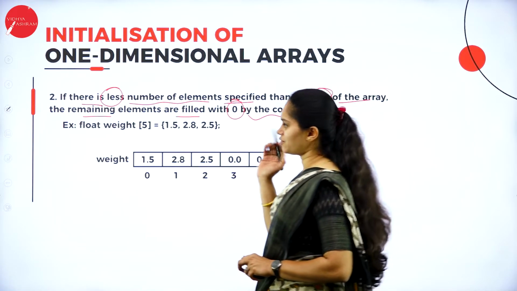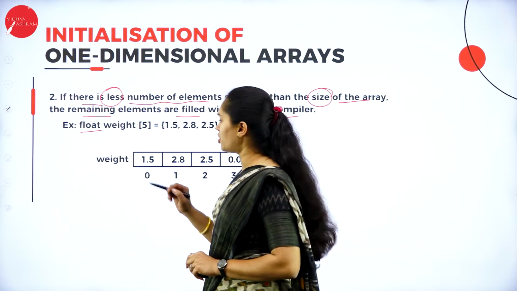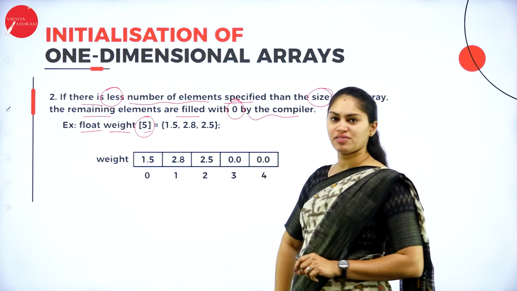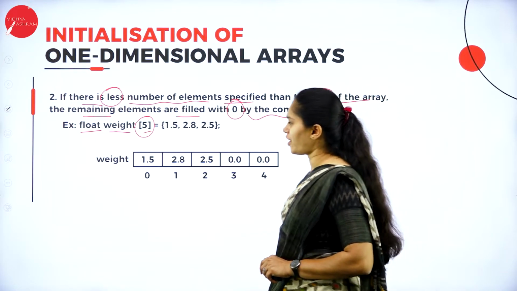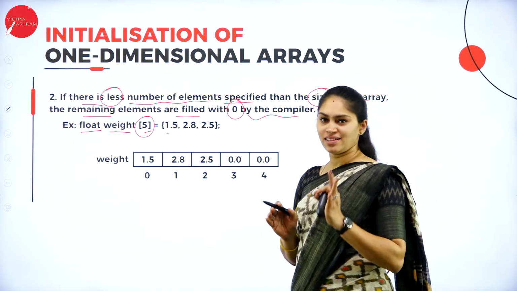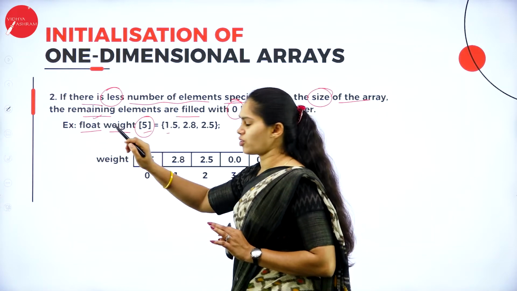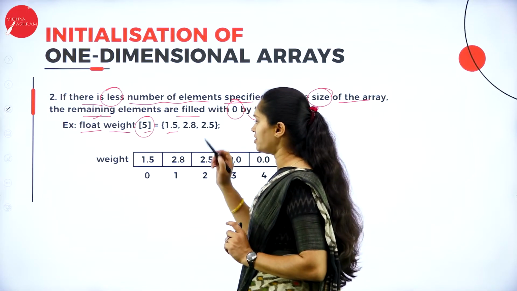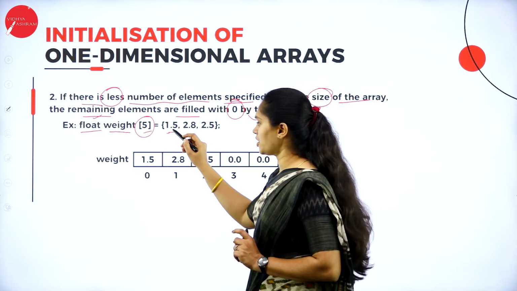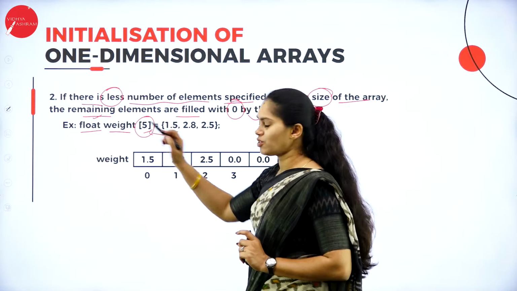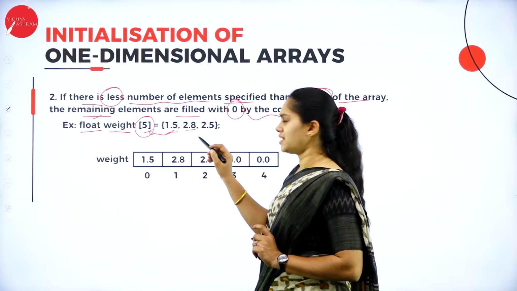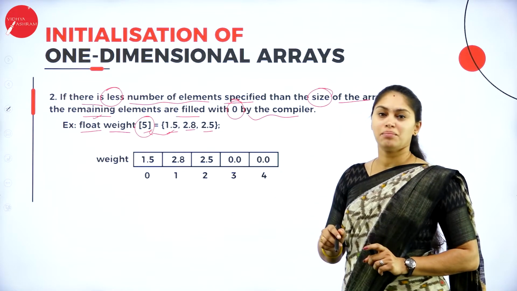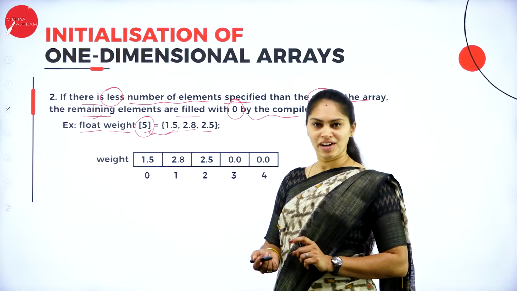Here you can see one of the examples. We have a data type called float, and the name of the array is weight. What is the size that I am giving for the array called weight? That is 5. But here we have only 3 elements. As we all know, it's of float type, so I can have whole numbers along with the fractional part. What is the first value? 1.5. That will be stored in the first element, weight of 0. After that we have 2.8, then 2.5. Then what happens for the other 2 elements? By default, the compiler will fill them with 0.